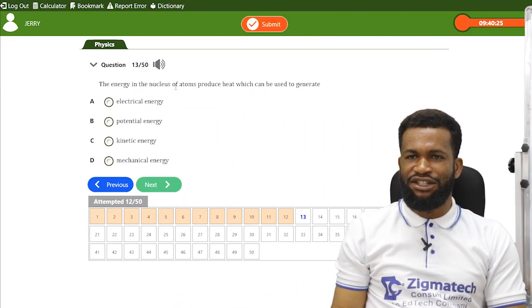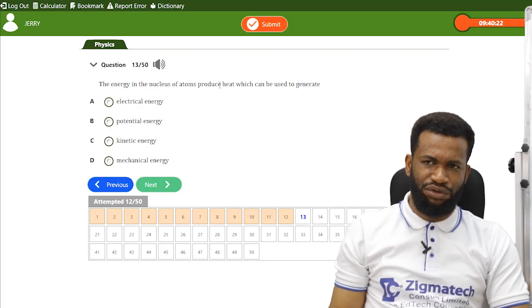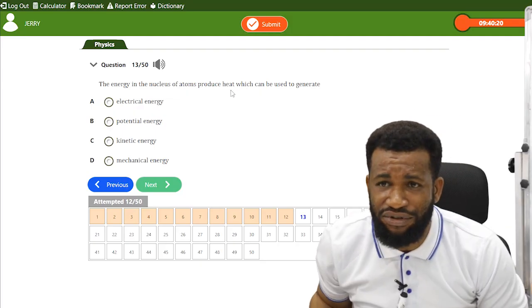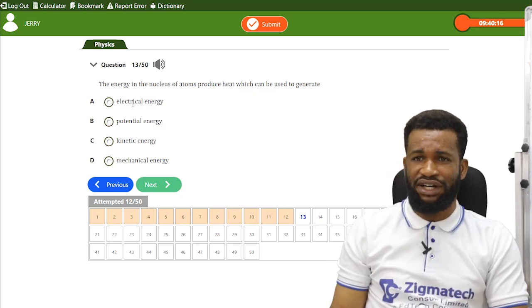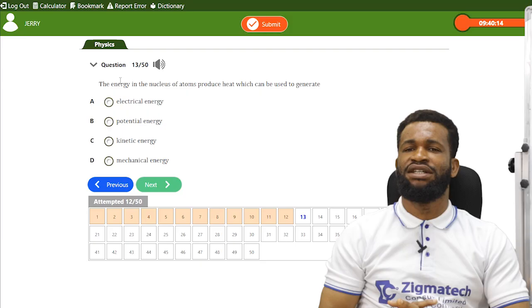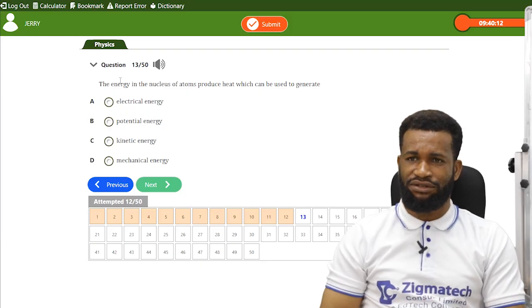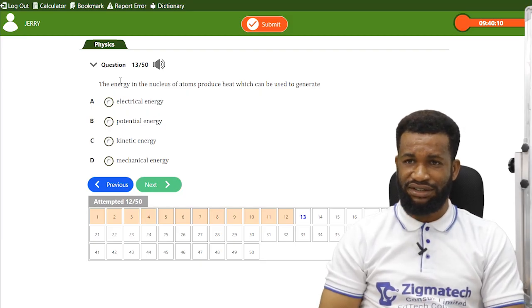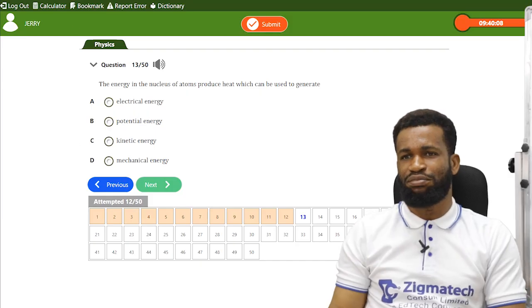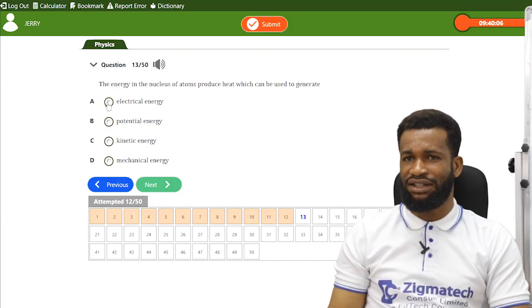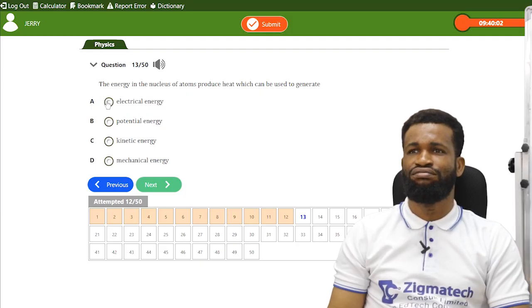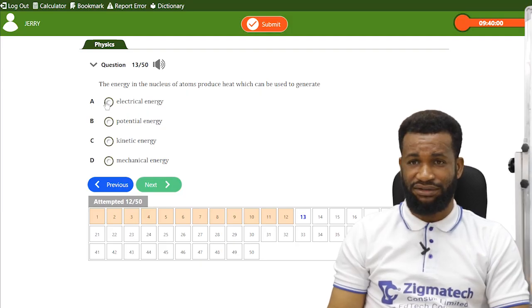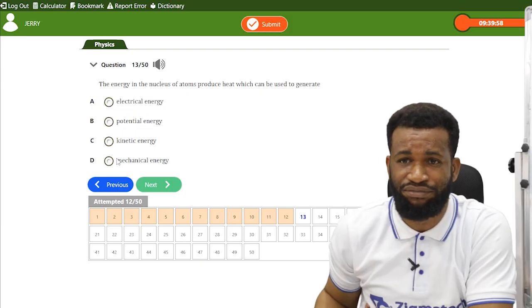Now, the energy in the nucleus of an atom produces heat, which can be used to generate... All right, the energy in the nucleus of an atom produces heat. Heat energy can produce mechanical energy, and heat energy can also produce electrical energy. So the two of them.